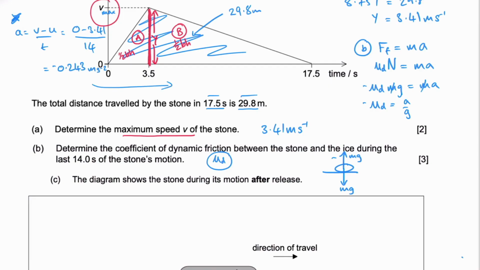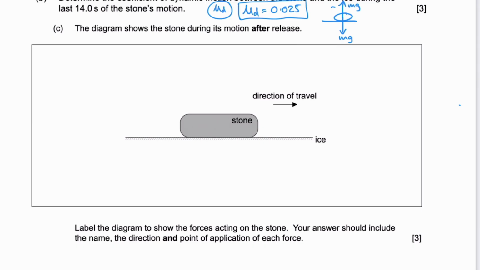We're going to take this all the way back, and we're going to put in here minus 2.43 divided by 9.81, which gives us a value of 0.025, minus. So our answer becomes minus mu d equals minus 0.025. Minuses cancel. So our value for the dynamic friction is 0.025. It's a dimensionless number. It doesn't have any units. That's our answer.